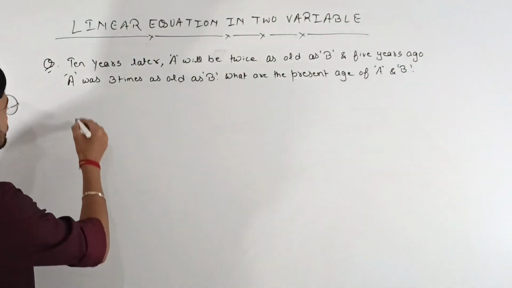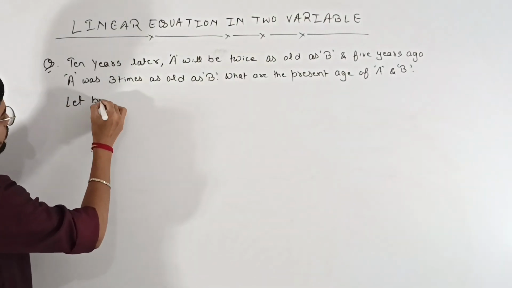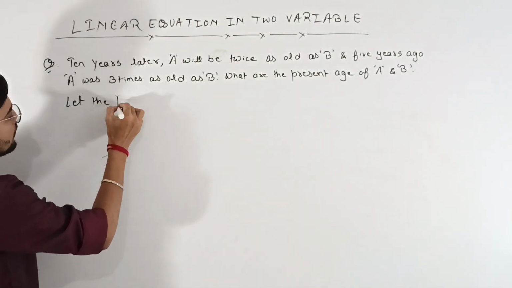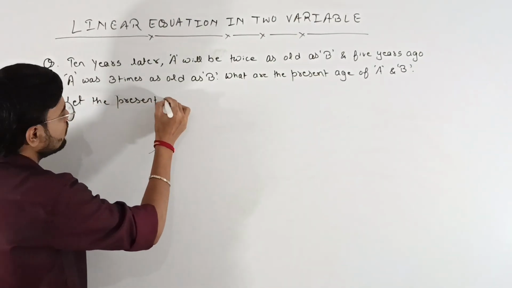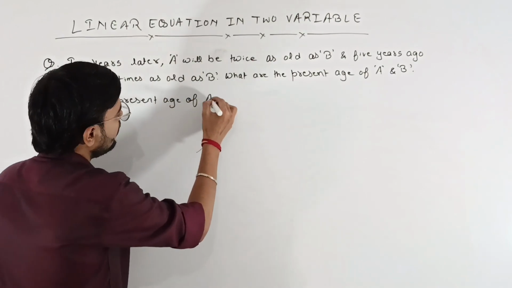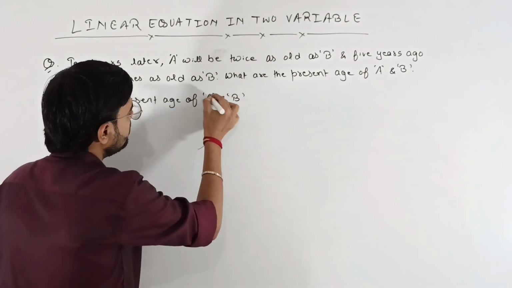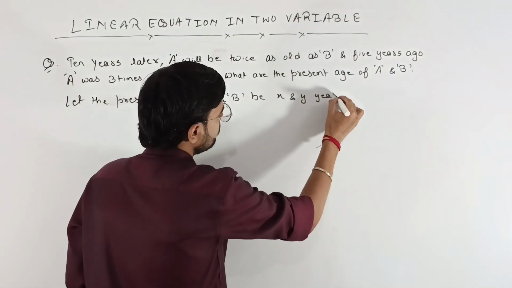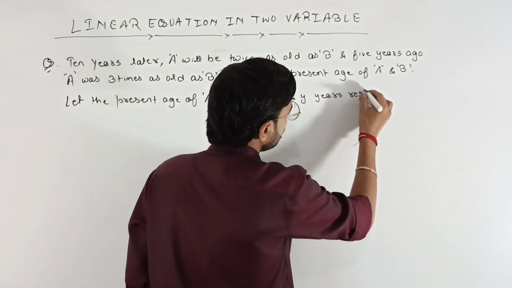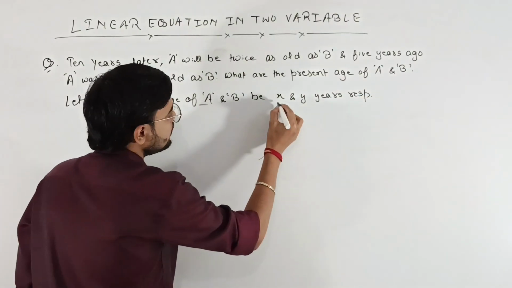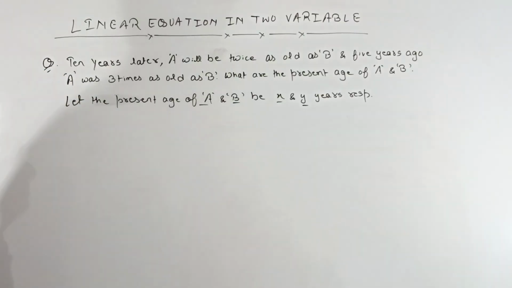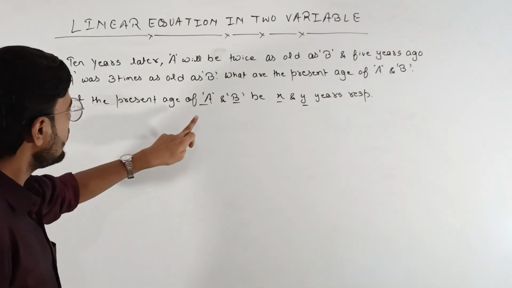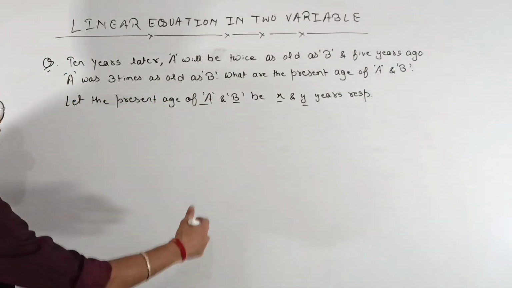Okay, so let the present age of A and B be x and y years respectively. Present age of A is x and B is y. Okay, now 10 years later, which means after 10 years, what will happen? What is the age of A and what is the age of B? First we write this, then we make the equation.